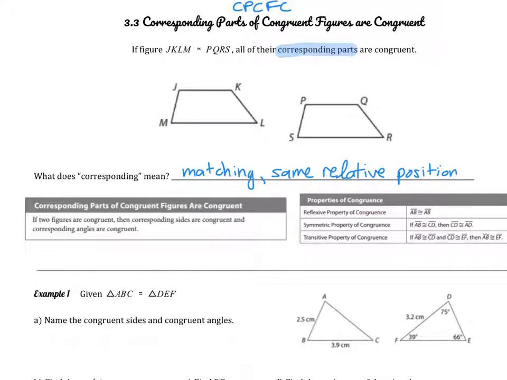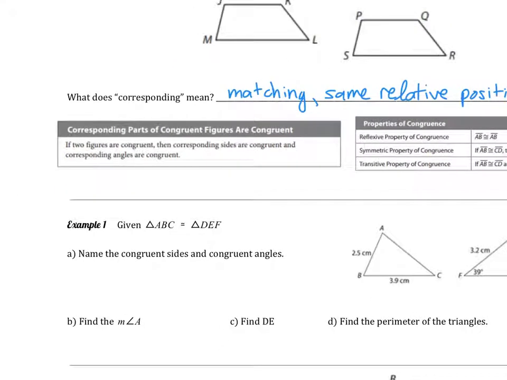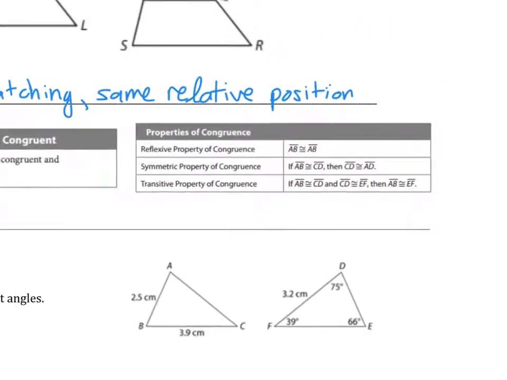To summarize, you can look down here. If two figures are congruent, then their corresponding sides and angles are also congruent, which makes sense. If two overall figures are the same, then everything about them, including the sides and the angles, should also be the same. Here are a few properties of congruence that we might use. The reflexive property of congruence states that any segment is congruent to itself. That seems a little bit obvious, but it still is a property.